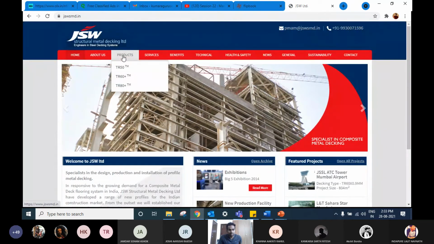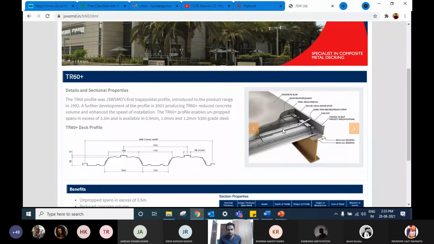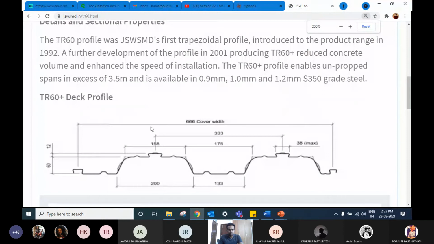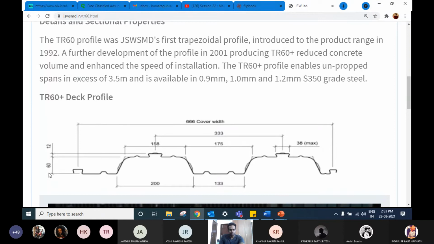Where is the product? Yeah, so we were talking about this TR60, right? And this is the picture that I took, and this is the cross-section profile. Now, this TR60 has an overall depth of 60 mm. And you can see the profile is not smooth.